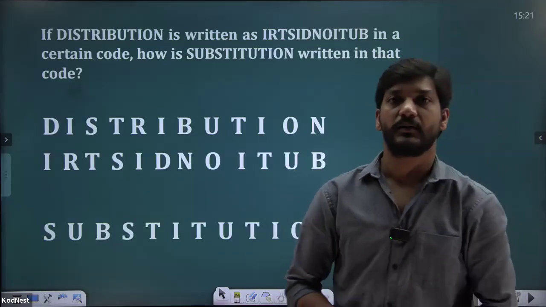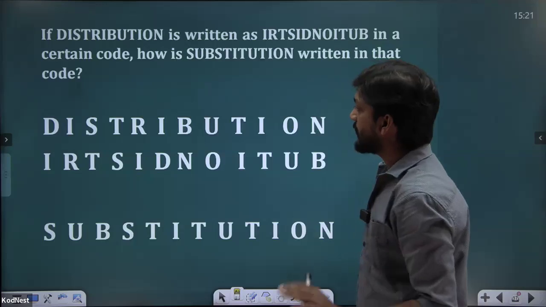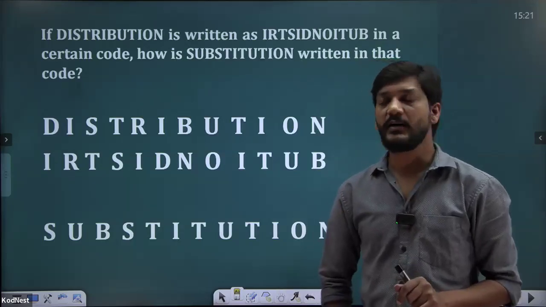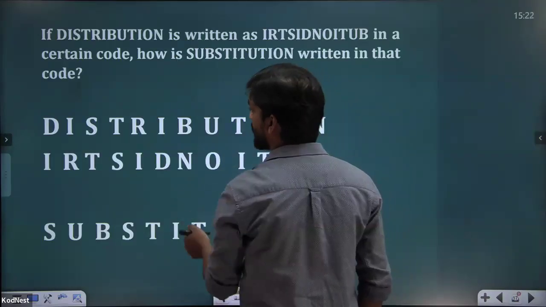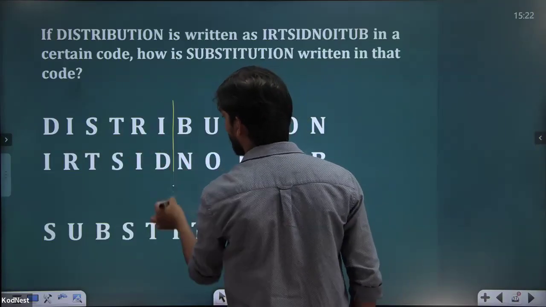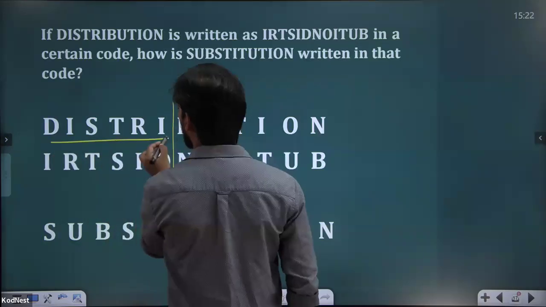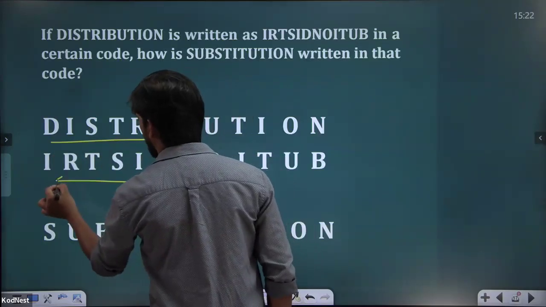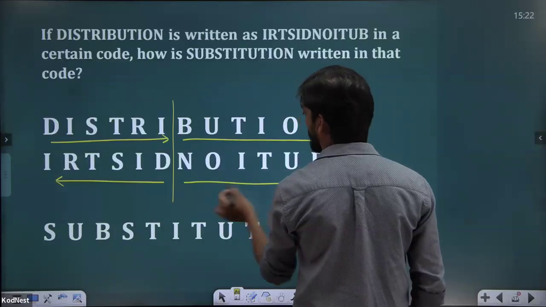Okay. So it's simple to observe. The ordering has been done in half pieces. If you see this half and this half, it is just reverse. So this tree and this tree. This is Bhushan and this is Bhushan.